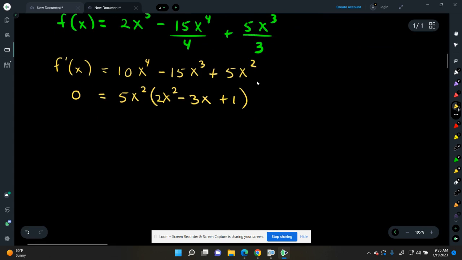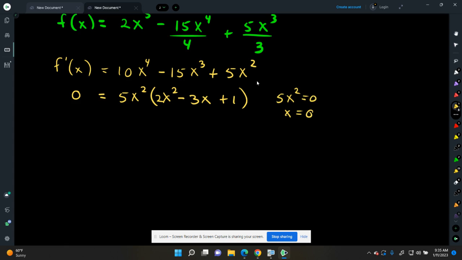Okay, so looking for my critical points, I've got 5x squared equals 0, so x equals 0. And then I've got 2x squared minus 3x plus 1 equals 0. So I'm going to try to factor this. You can simply use the quadratic formula to come up with these values. If you can't factor and you don't see how it factors quickly, use your quadratic formula to get your zeros.